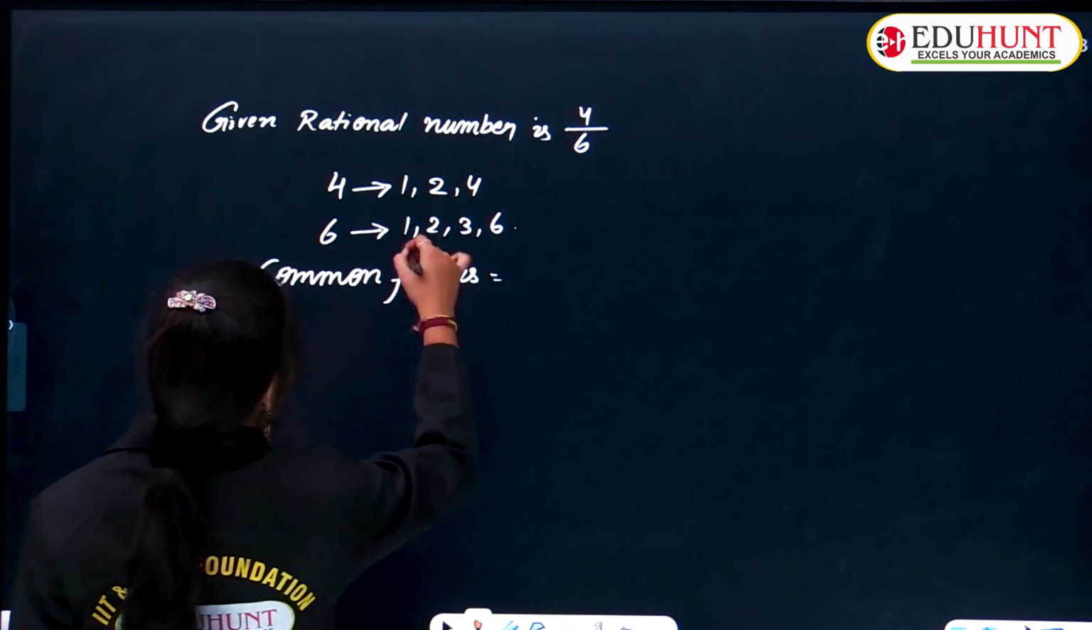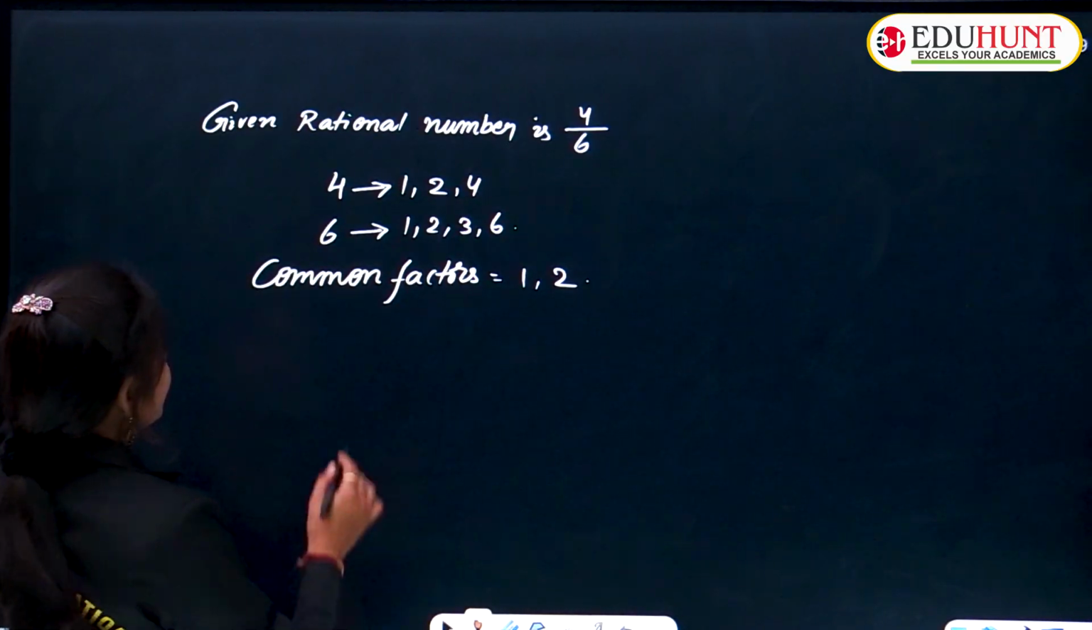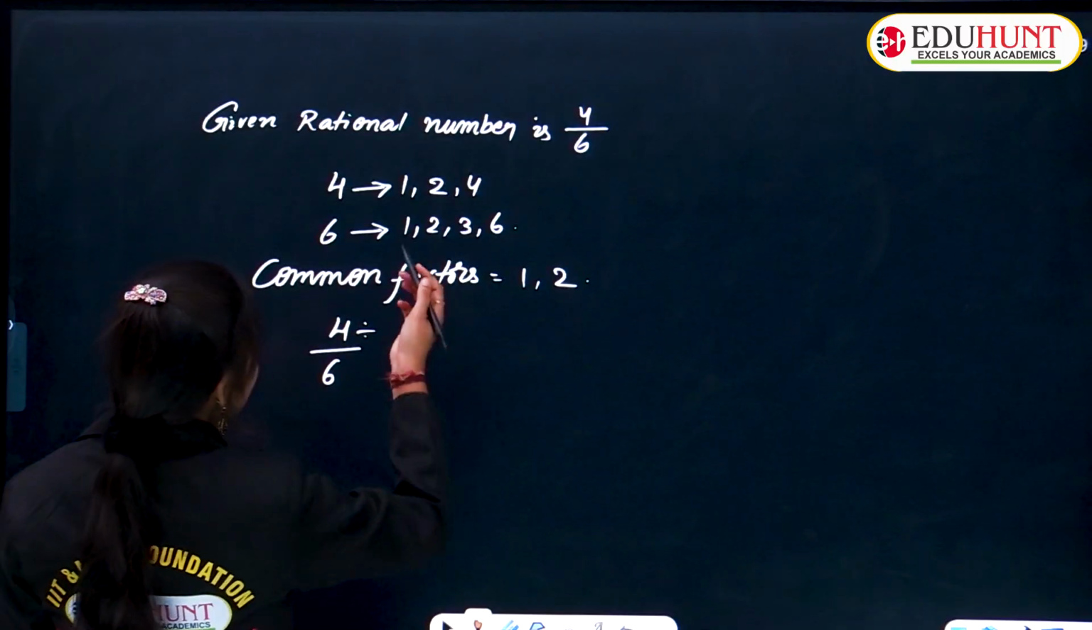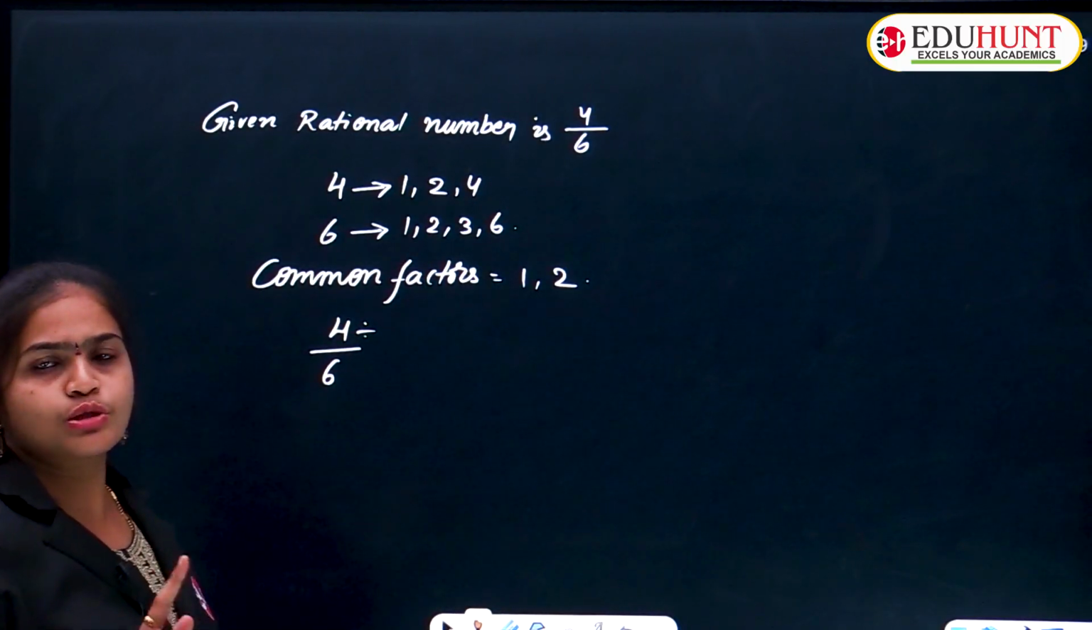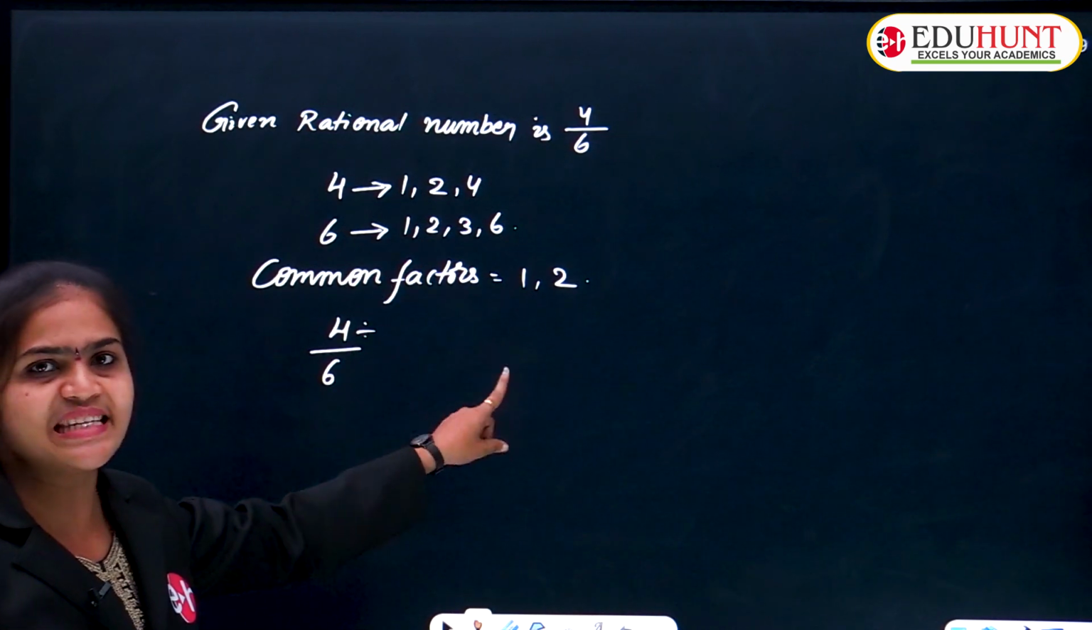Common factors. What are the common factors here? 1, 2. Now divide the given fraction, the given rational number, by 1, since 1 is the common factor. If those two have 1 as the only common factor, then we can say that the given rational number is in its simplest form.